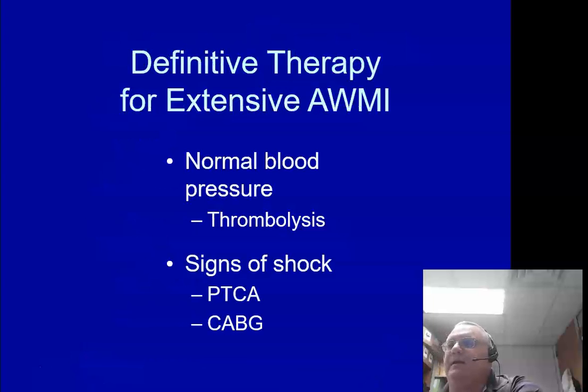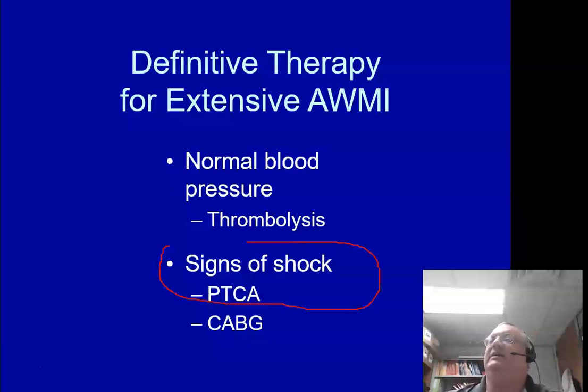Now, the definitive therapy for anterior wall MI: keep their blood pressure up until we can get them to the cath lab and they can open that vessel up. If they're having signs of shock, again, these guys are going to need a cath lab.